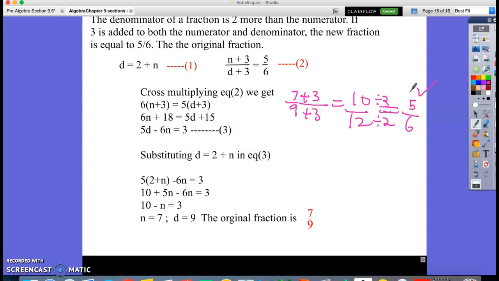So that's basically it. And I want you guys to go to page 444 and look at example 1, 2, and 3. It's very easy. Okay, see you guys tomorrow.